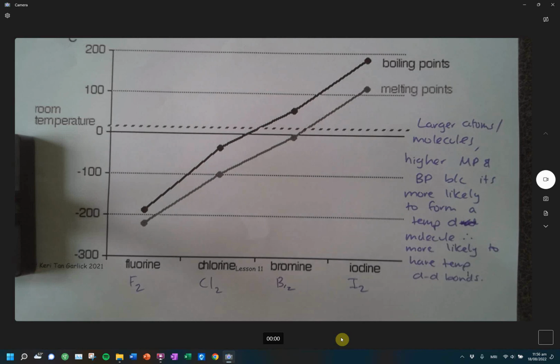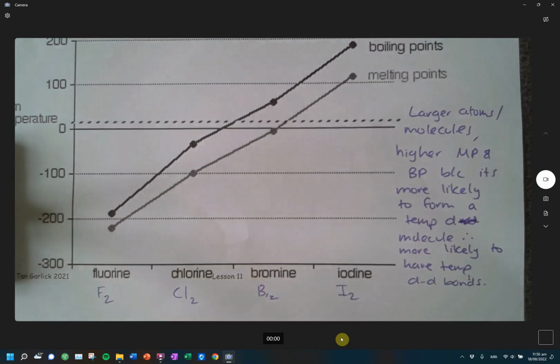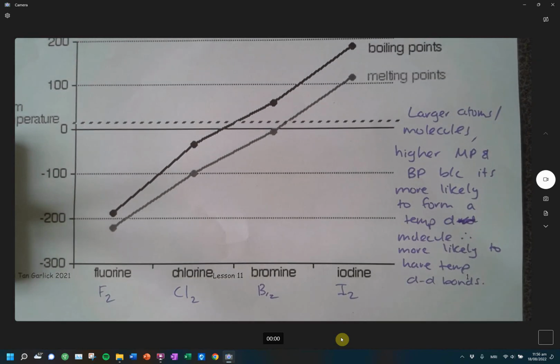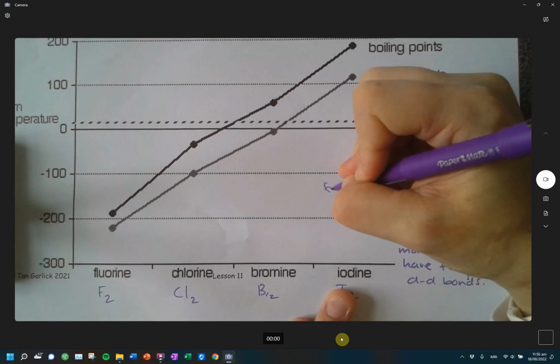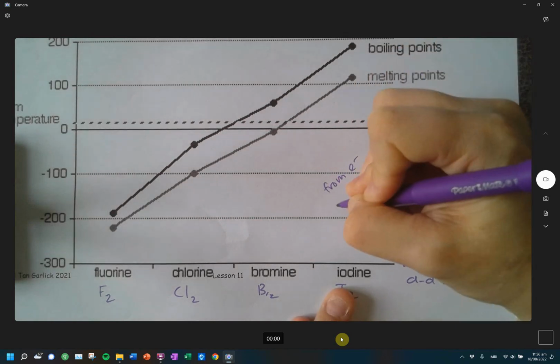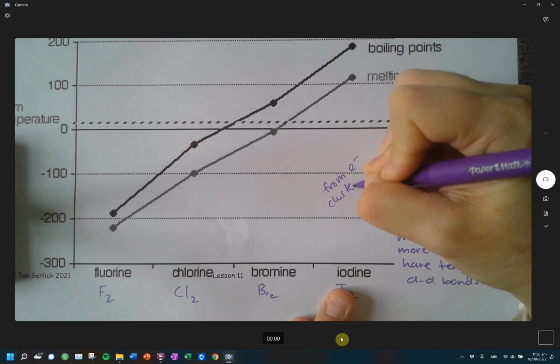Yeah, so larger atoms and molecules have higher melting and boiling points. It just has to do with the fact they're more likely to form those temporary dipoles, and that's because it's more likely for those electrons to cluster. I should write that down. From electron clustering unevenly.